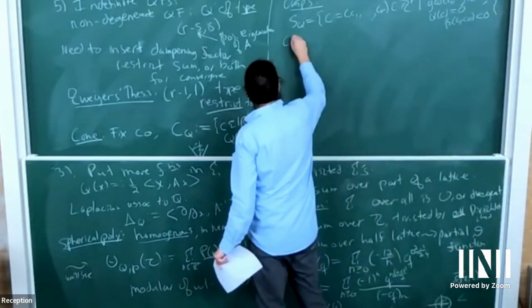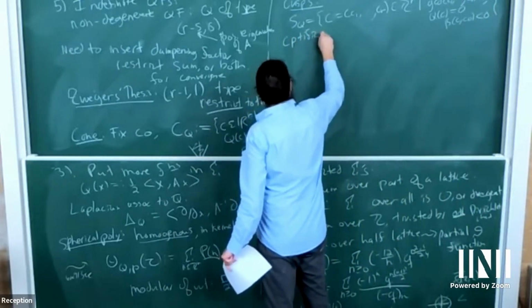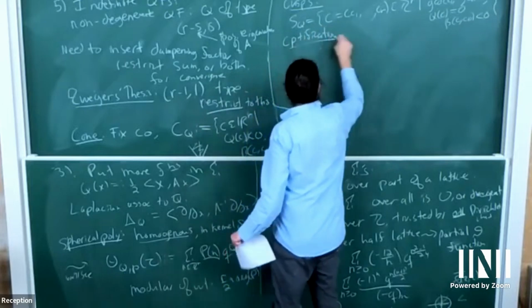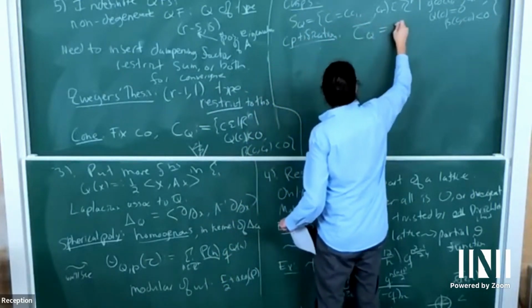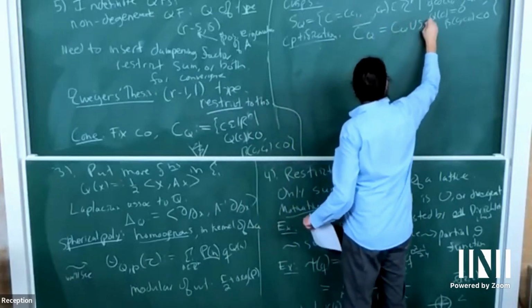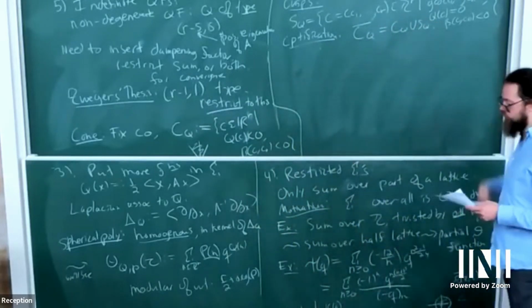And the point is there's a compactification. C_Q bar, the compactification, is C_Q union S. So you need the cusps in order to get some compactification.